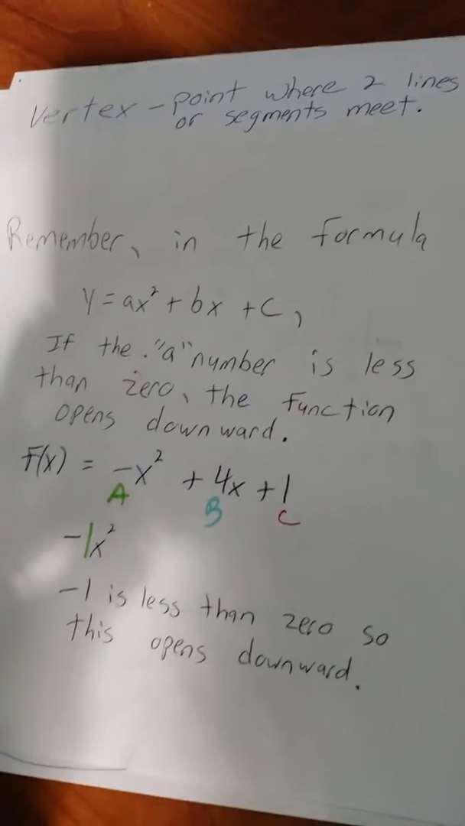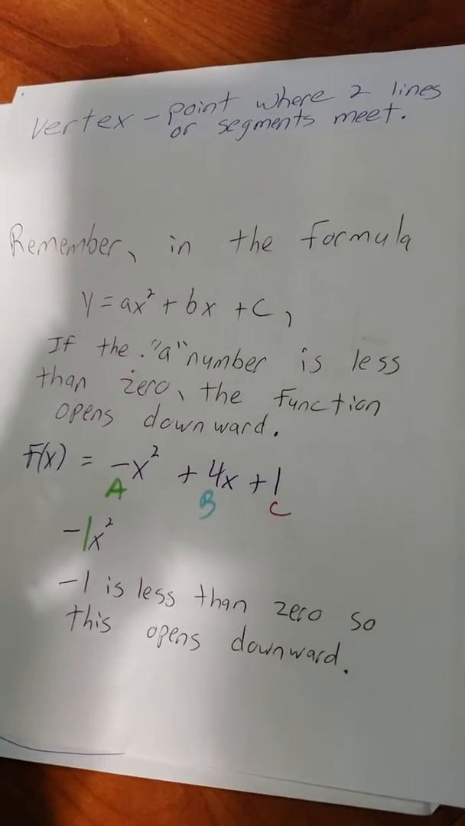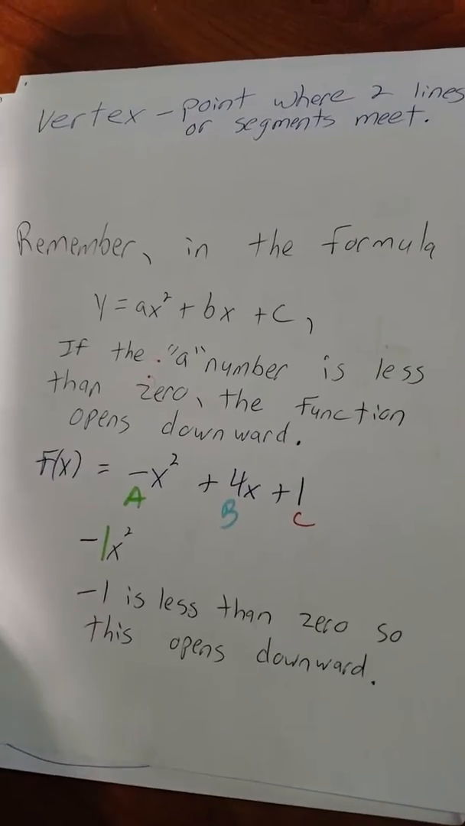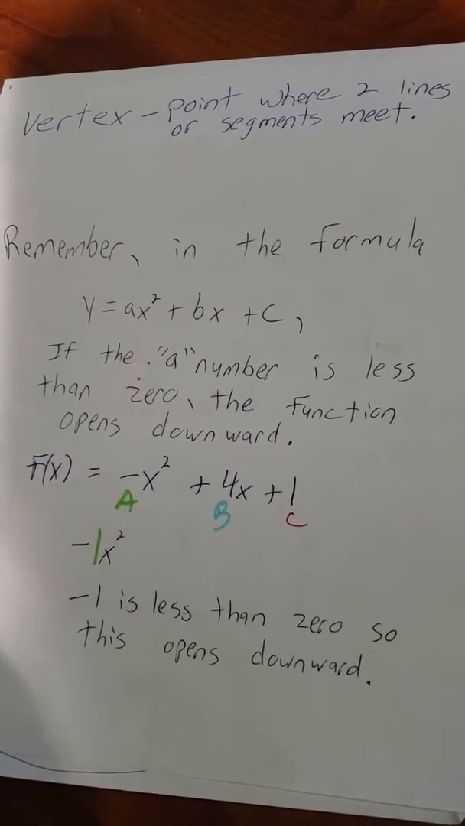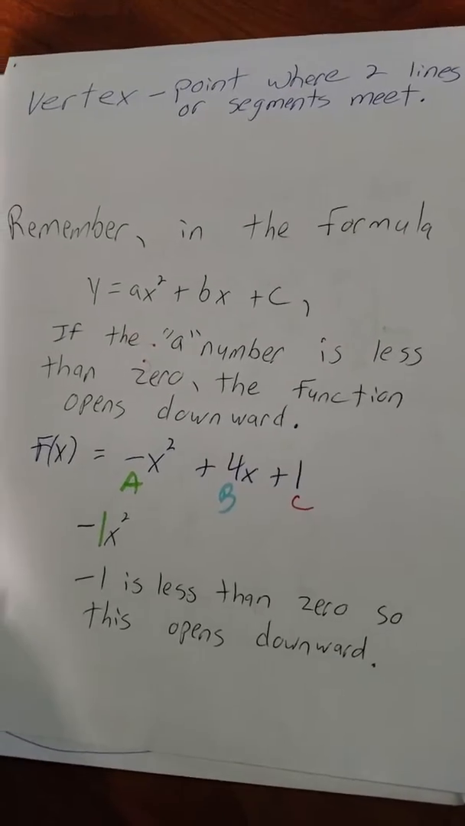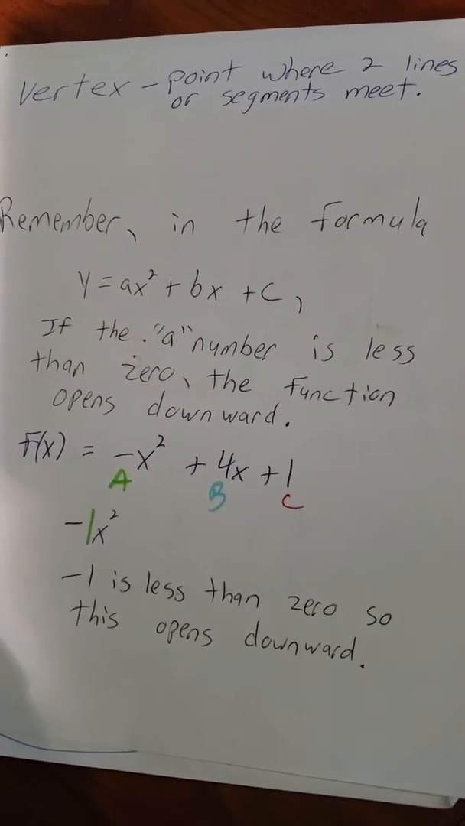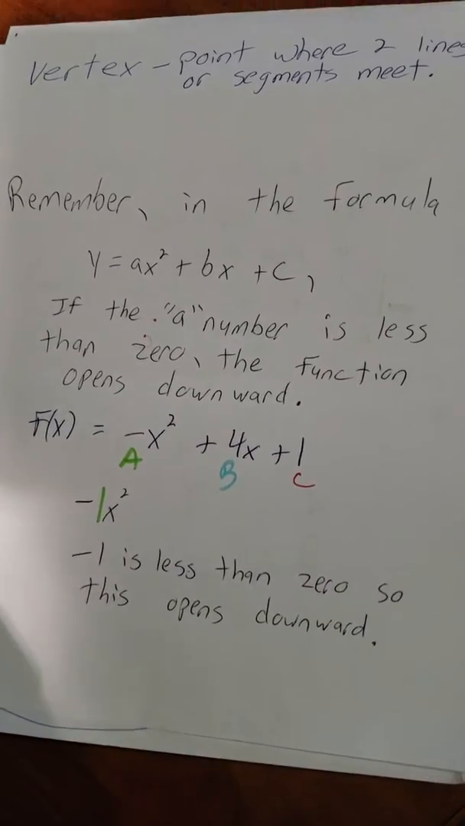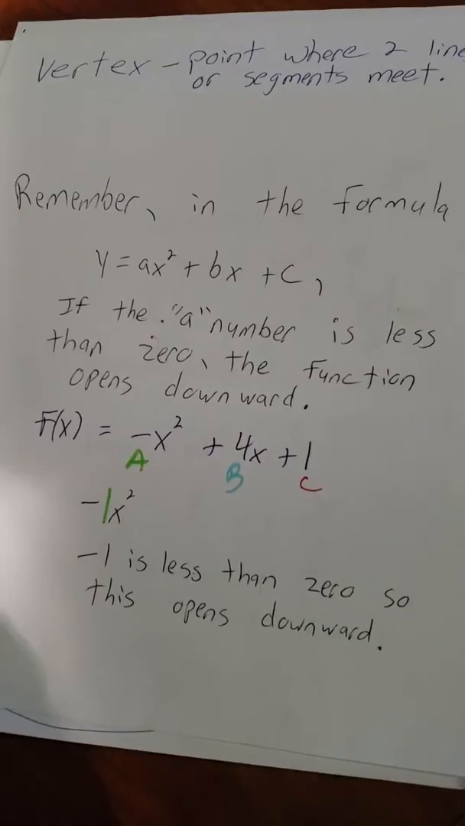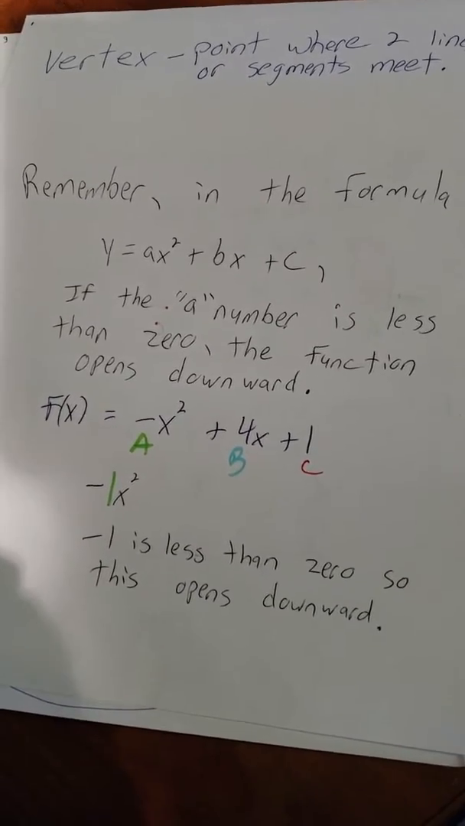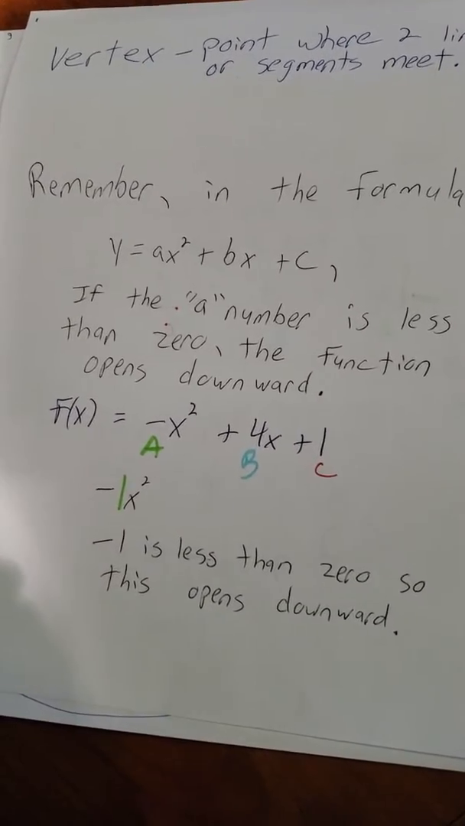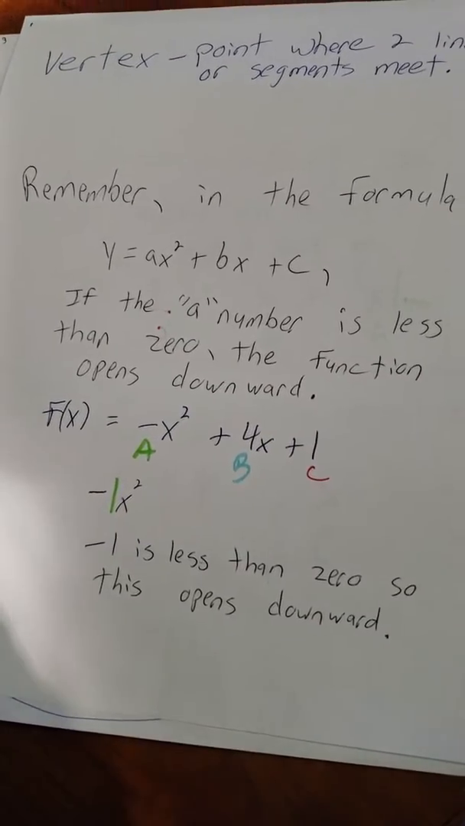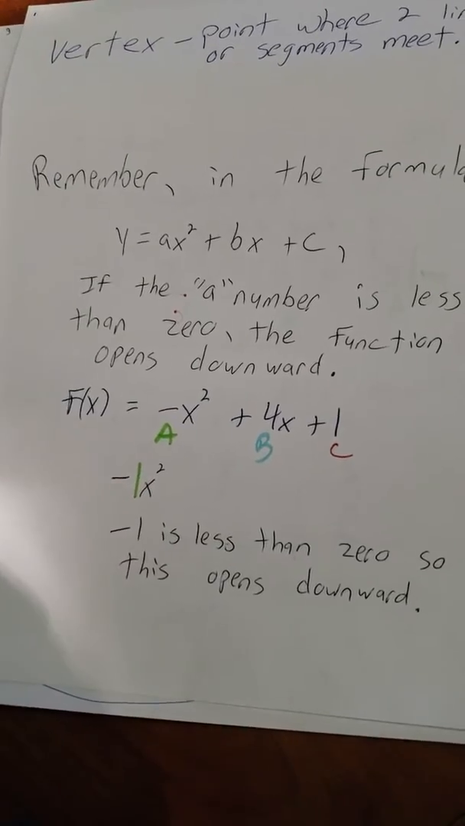So, first, we gotta figure out what a vertex is to figure out this problem. Well, the vertex is the point where two lines or segments meet. Now, we have to remember in the formula y equals ax squared plus bx plus c, if the a number is less than 0, the function opens downward. So, in our equation, we have f of x equals negative x squared plus 4x plus 1.